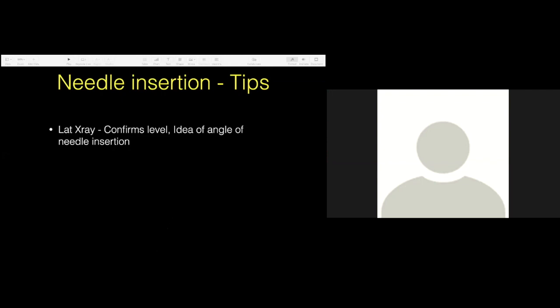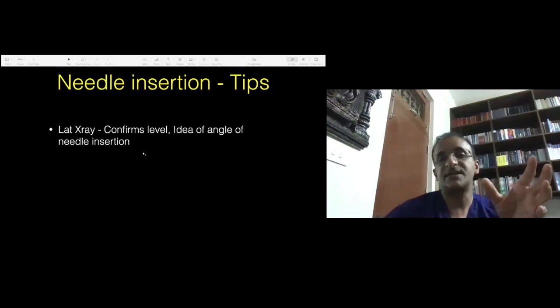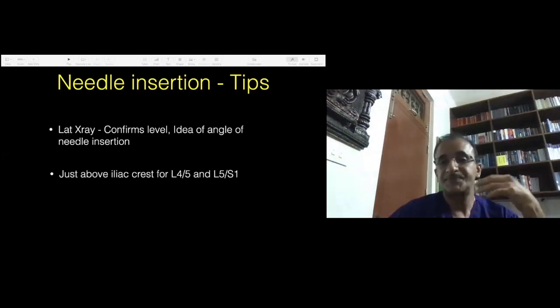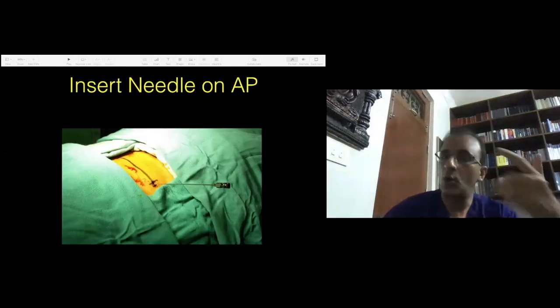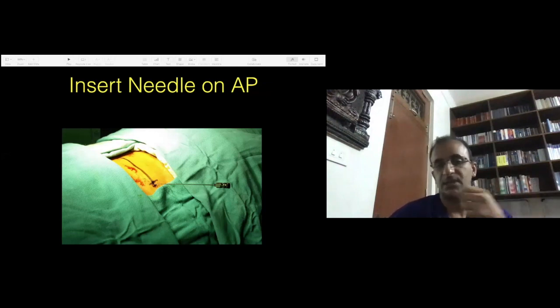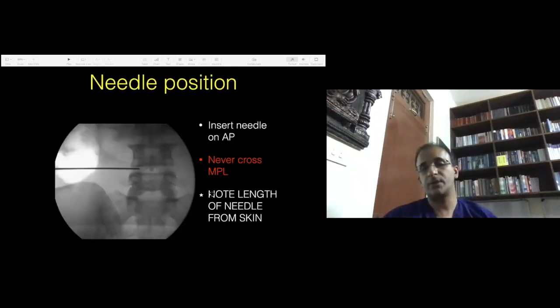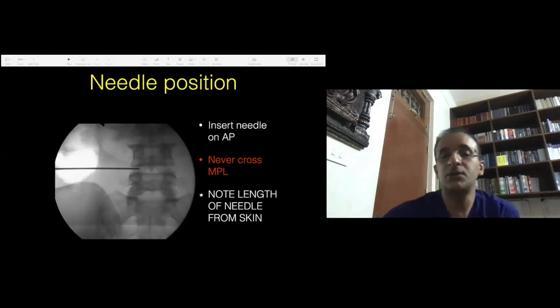Okay. So on the lateral X-ray, you are also able to confirm the level, L45, L34. You will not make a mistake for the level as well. Okay. Now, I'll go on to the steps as I perform. So I would insert the needle first on an AP view. Now, when you are inserting the needle on the AP view, it is important to understand that there should be no parallax.